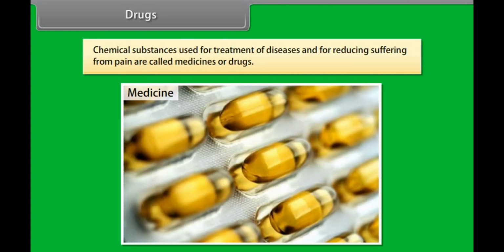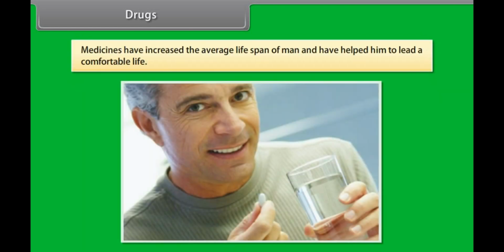Drugs. Chemical substances used for treatment of diseases and for reducing suffering from pain are called medicines or drugs. Use of some chemical compounds as medicines has helped humanity in a number of ways. Medicines have been used to cure diseases, to reduce suffering from pain, and to check population explosion. They have increased the average lifespan of man and have helped him to lead a comfortable life.